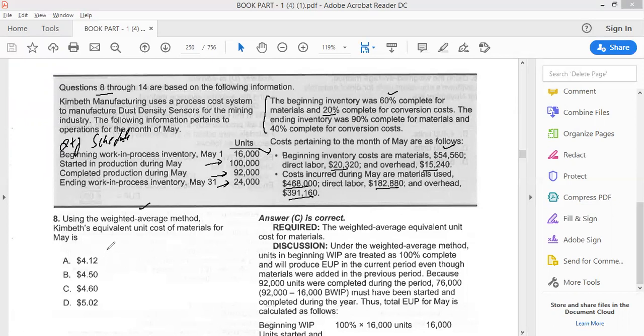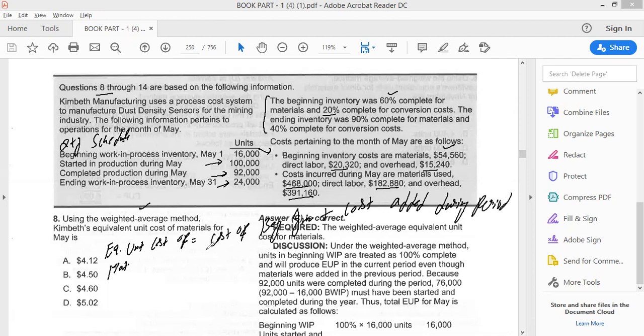So what's the formula, students? Equivalent unit cost of materials is equal to cost of beginning inventory plus cost added during period.